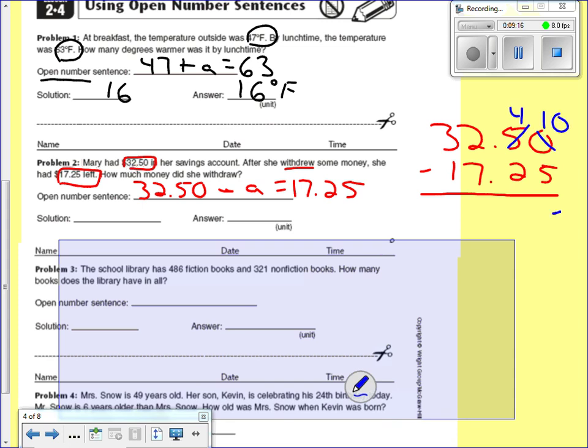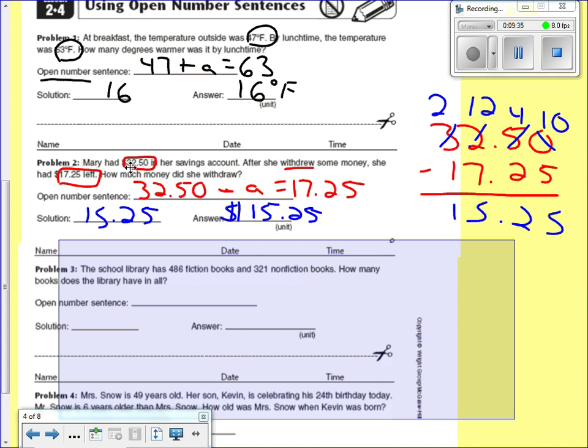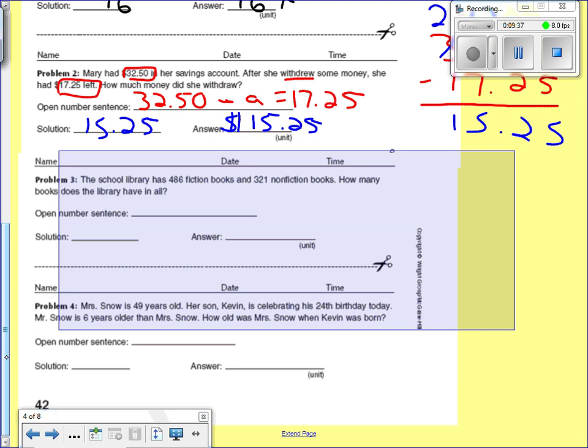I'm going to go ahead and subtract. I have a 5. I have 2. I'm going to bring down my decimal. I can't take 7 from 2, so this becomes a 12. This becomes a 2. I have a 5, and I have a 1. So my solution is 15.25. Answer with my unit is $15.25. Okay. Not quite sure why I have a box there, but we can kind of work around it.